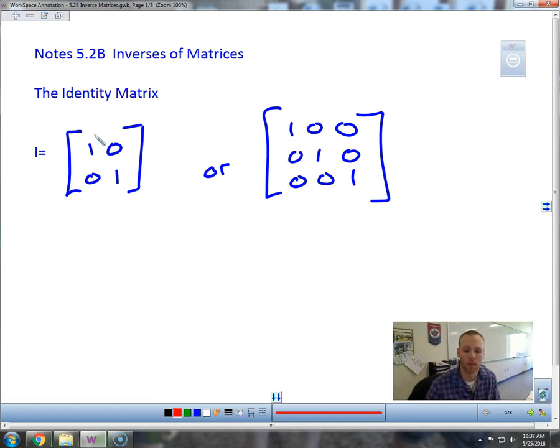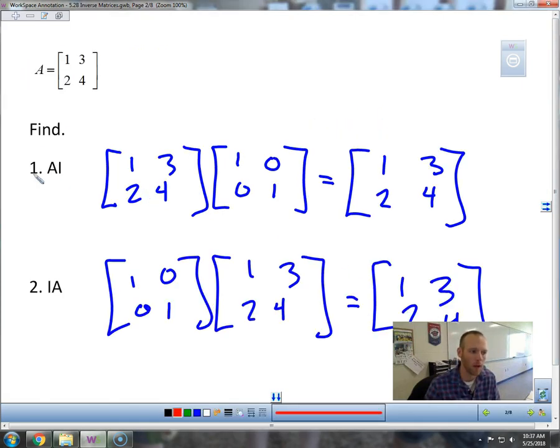So remember, we talked about the identity matrix, that reduced row echelon form that we saw from before. And these are called the identity matrix because whenever you multiply a matrix by the identity matrix, you get that same matrix, no matter the order.